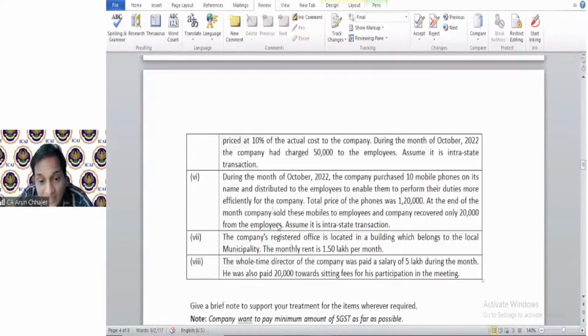What they further say is that at the end of the month, the company sold these mobiles to the employees. Oh, now they are selling also. The company recovered 20,000 from the employees. Now, all the concepts we have discussed: Section 15(1) says transaction value will not be accepted when you are transacting with a related party. Rule 28 says you need to pay GST on open market value. So what is the open market value? 1,20,000. So I need to pay the GST on 120 and I will also take the ITC on 120.